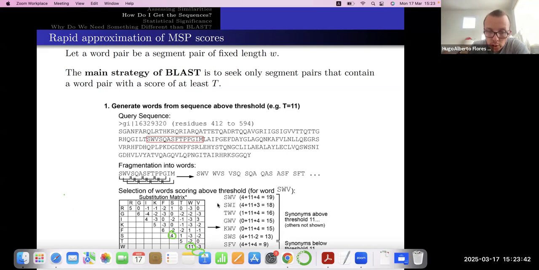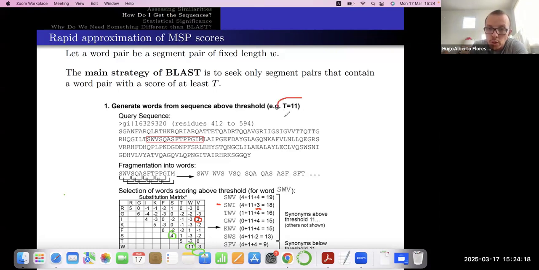So if you consider another word, SWI, I'm going to mark this in red. The SW is exactly the same, 4 and 11, but now what happens if you compute the V in the last one with the I? The V with the I will be 3. It is the 3 that you have here. So this is the way that you compute the score, based on the substitution matrix, the scoring matrix that we discussed last time.